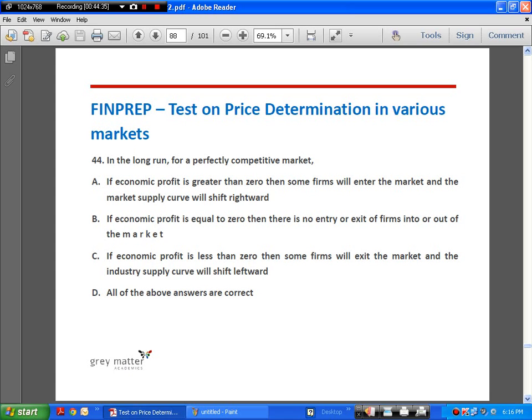Therefore, options A, B and C are all applicable in the long run for a perfectly competitive market. The right answer is option D, all of the above answers are correct.